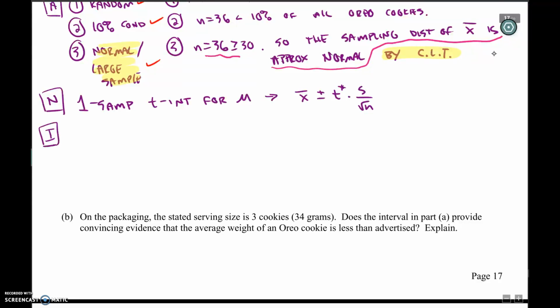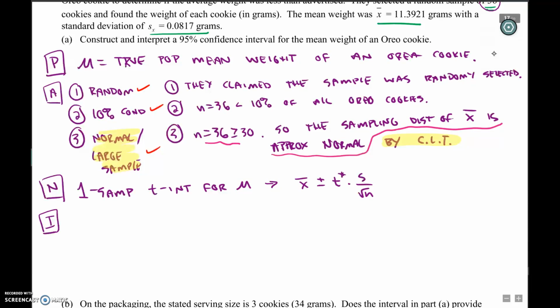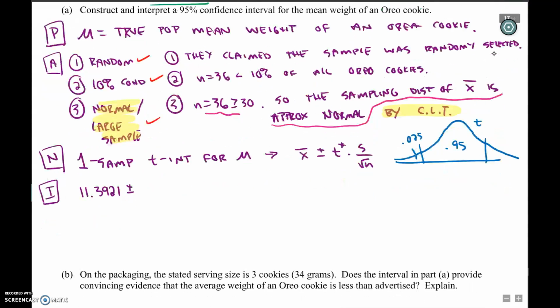So my x bar is 11.3921 plus or minus. Now on these, you have to calculate the T crit on every single problem, because although it's 95%, it's not going to be that common Z cutoff of 1.96. 0.025. And this is a T distribution with how many degrees of freedom?